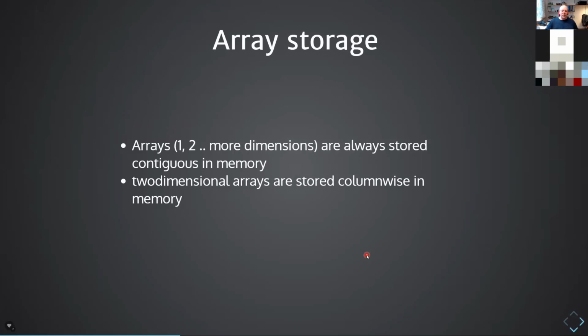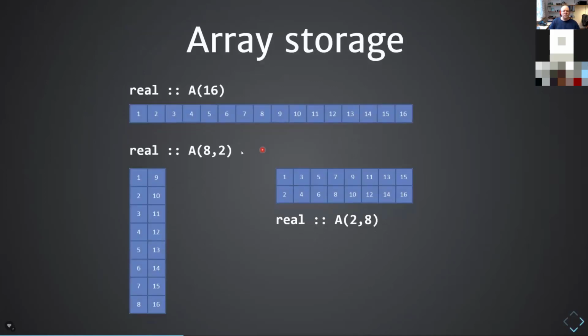Also, all arrays are stored, as I said before, in continuous locations in memory. So they're always a part of the same allocated memory block. And two-dimensional arrays are stored column-wise in memory. So what does that mean? For example, I have a single array with 16 elements. They're stored continuously in memory. That is kind of logical.